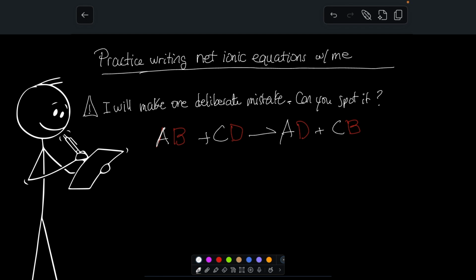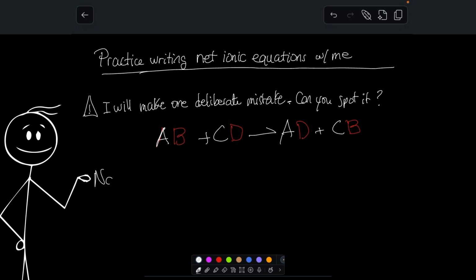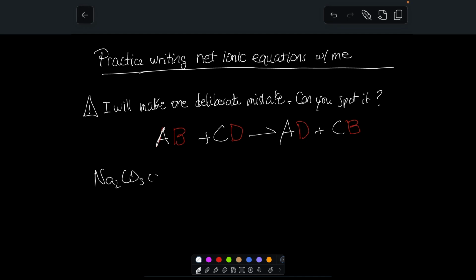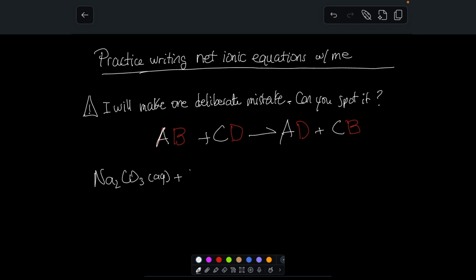Okay, so how do we actually do that? Well, here's an example. So in this net ionic equation, first you have an equation. Here we happen to have sodium carbonate, aqueous. And of course, the state of the compound is very important in net ionic equations, because I'm going to show you in a moment that only the spectator ions actually do not participate in the equation.